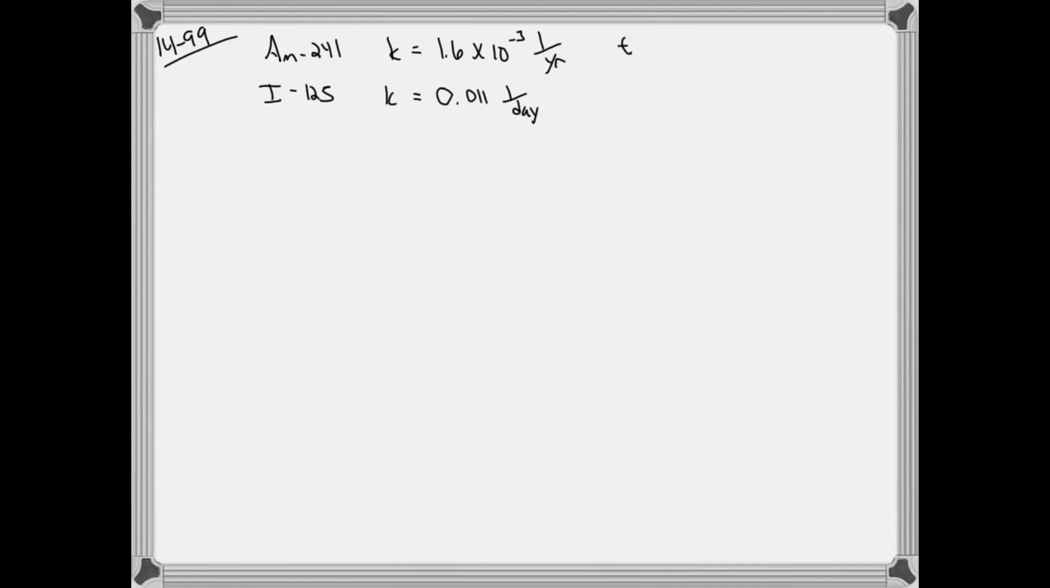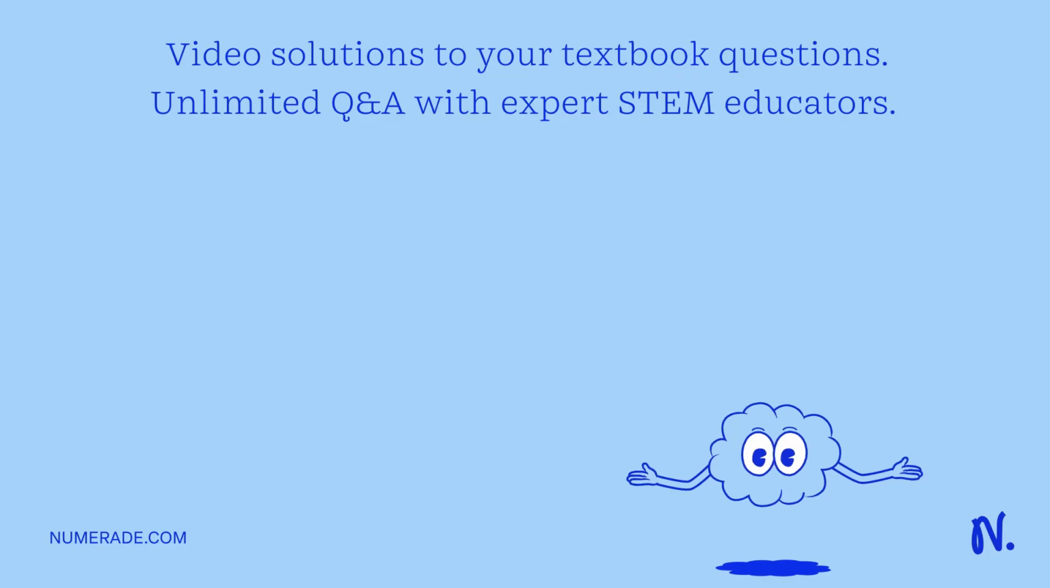Because they are first-order processes, then we can use the first-order half-life equation to solve for the half-life of each of them. For Americium-241, the half-life equation for first-order processes is natural log of 2 divided by k, which is provided at 1.6 times 10 to the negative 3.